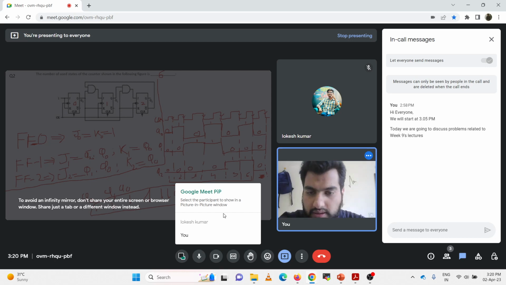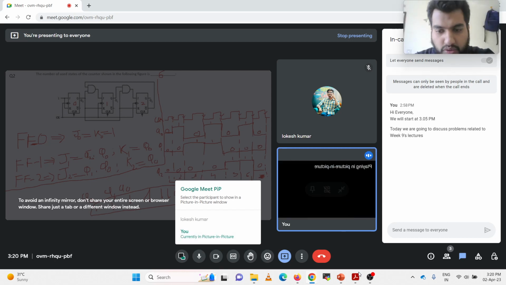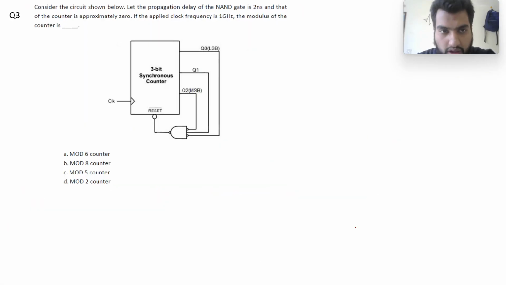So now let me just discuss question number 3. Question number 3 states: consider the circuit below. Let the propagation delay of the NAND gate be 2 nanoseconds, and that of the counter is 0. So the approximation is that the counter delay is 0. If the applied clock frequency is 1 gigahertz, the modulus of the counter is.